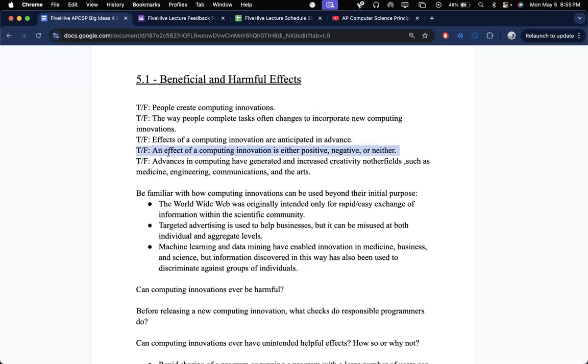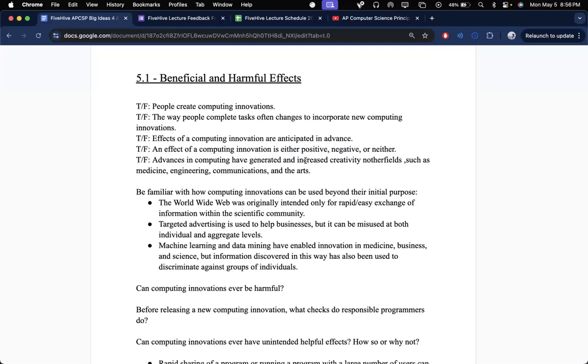All right. An effect of computing innovation is either positive, negative, or neither. Is that true or false? It seems true, right? Now, let me ask you this question. Can an effect be both positive and negative? Yes, it could, right? So actually, this is going to be false, right? Because an effect can be positive and negative. So that's also what we need to know. Yeah, it's a little bit of a trick.